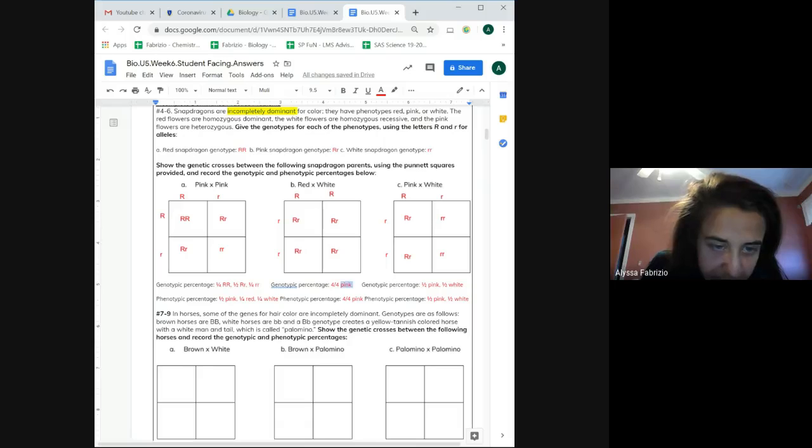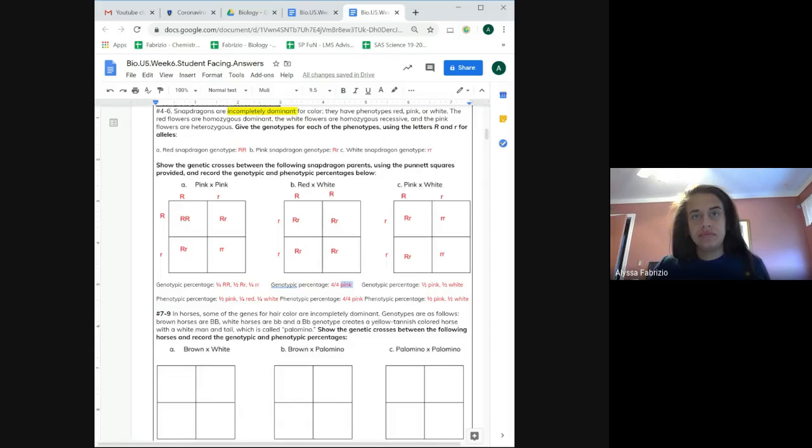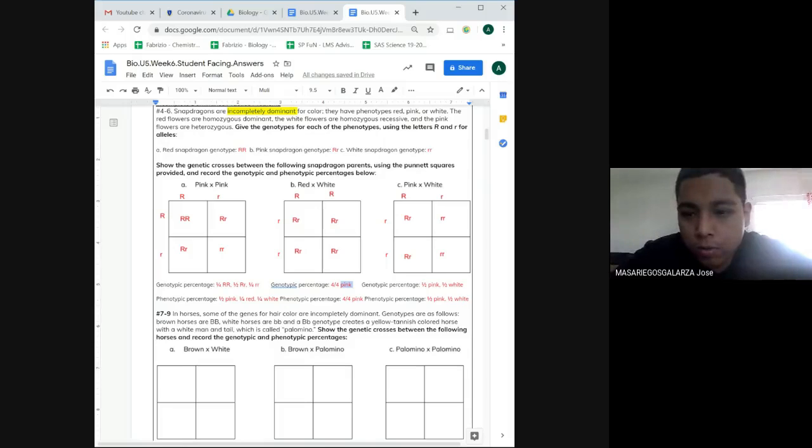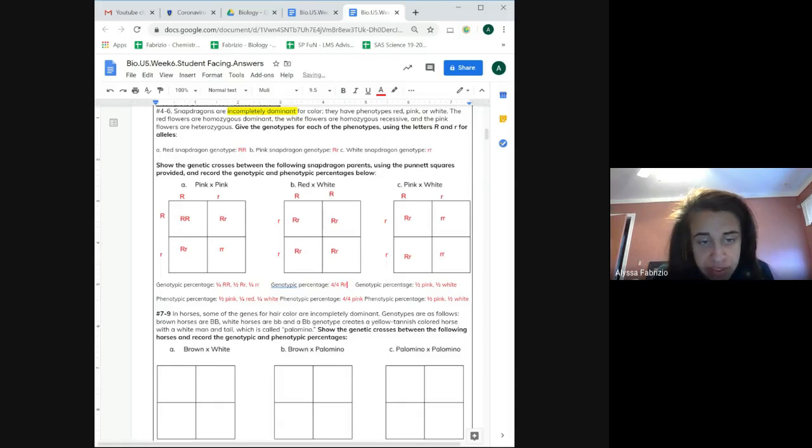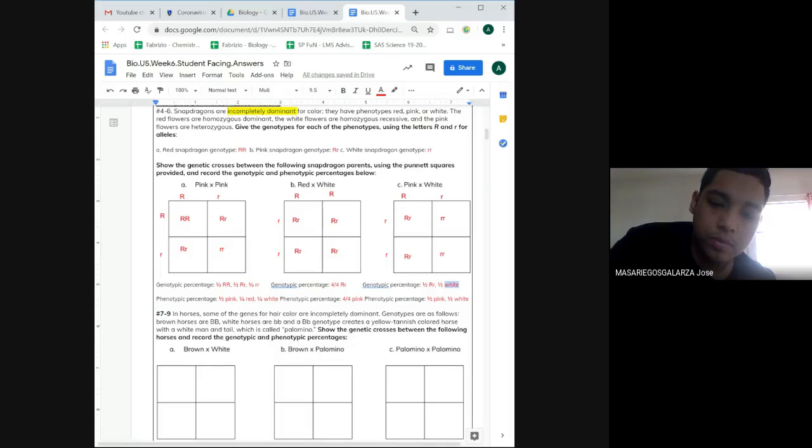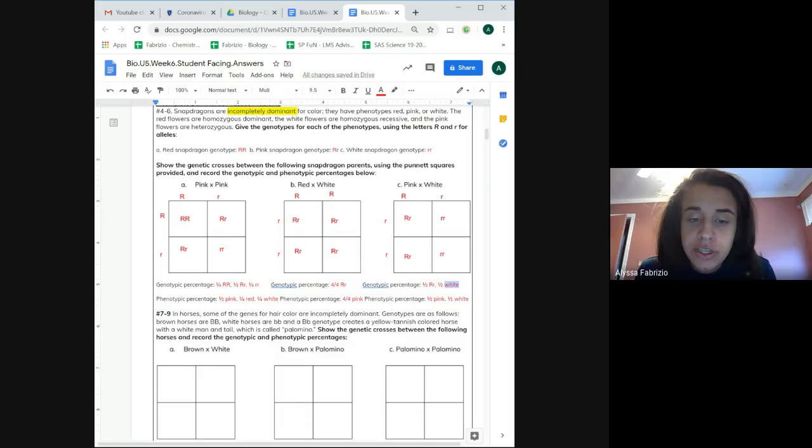Okay. And then this one, so we have all 4 are pink. So all 4, what's their genotype? They're heterozygous, right? Very good. So they're going to have 1 capital, 1 lowercase. And then this one, we have half pink. So that's heterozygous again. And then what about white? Recessive, right? Yeah, so it's homozygous recessive, so 2 lowercase r's. Very good.